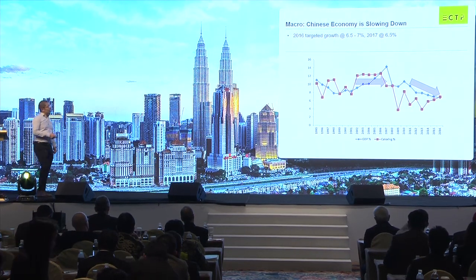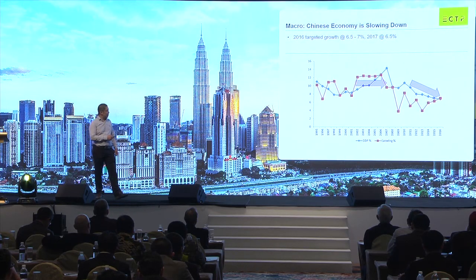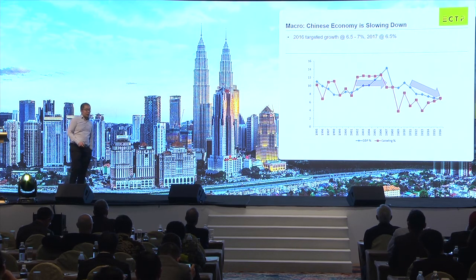Then move to the real macro, on the GDP. The blue line is the annual percentage GDP increase for the past 20 years. The red line is the GDP in the catering sector, so more relevant to food. As you see, both were stable at very high, double-digit growth before 2010, and then they start to trend lower after 2010, basically the recent 5 years.